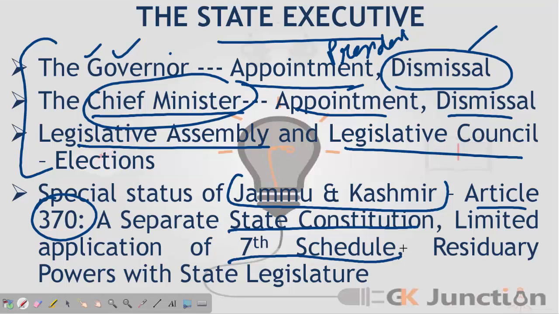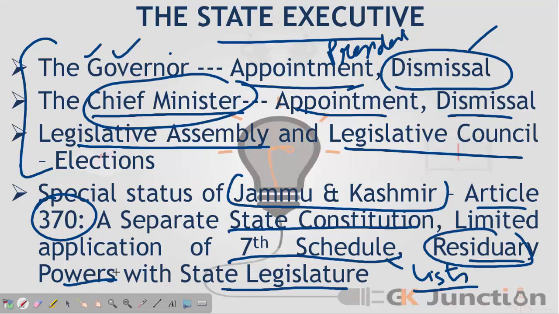There is a limited application of the 7th schedule, that is the lists, and all this. In the Indian concept, residuary powers lie with the central government, but in the case of Jammu and Kashmir, they lie with the state of Jammu and Kashmir.